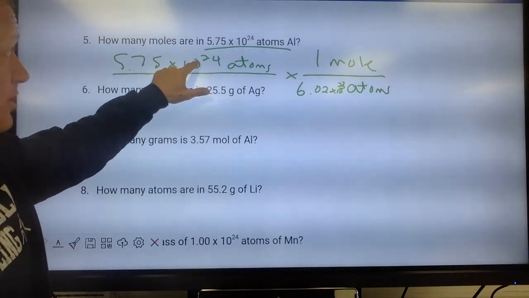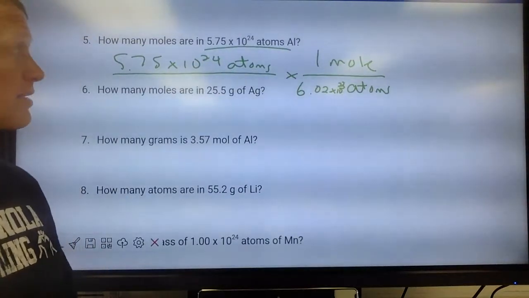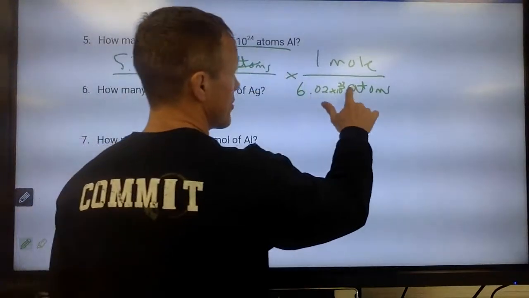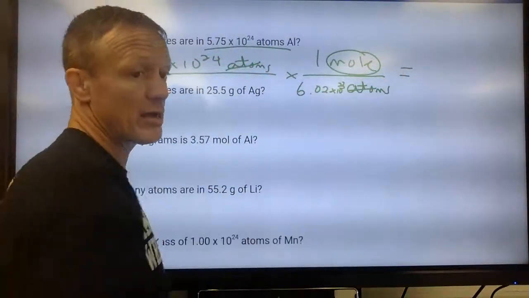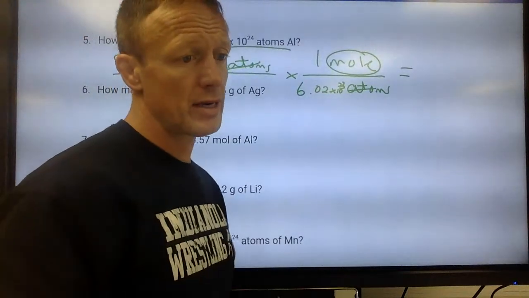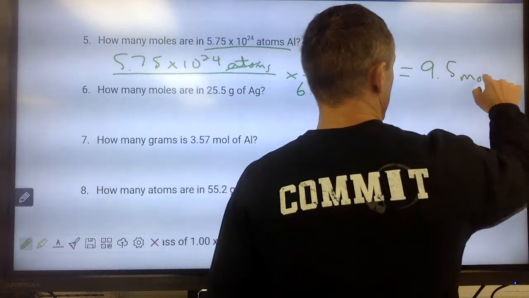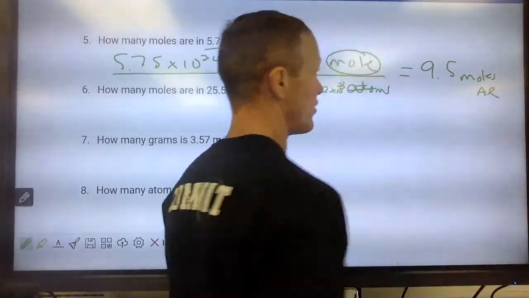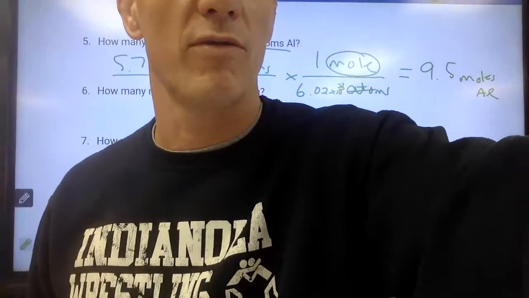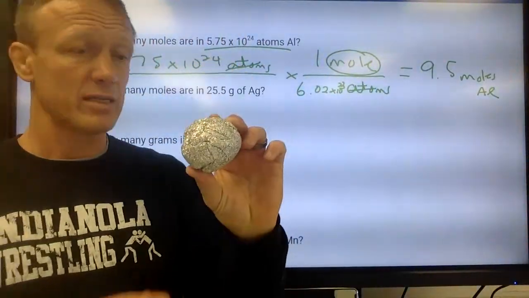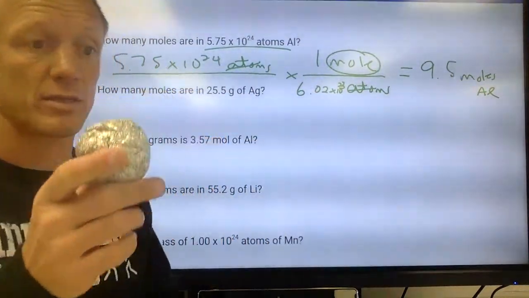Now this is 10 to the 24th, so this is a bigger number than that, so our answer should be a little bit bigger than 1. It is asking for moles, I'm asking for grams, so this label will cancel. We're left with moles right there. So we're taking this number divided by this number, and we get about 9.5 moles of aluminum. So that would mean here's a mole of aluminum, which has this many atoms in it. Well, if I had that many atoms, it'd be about 9.5 of these, 10 of these.